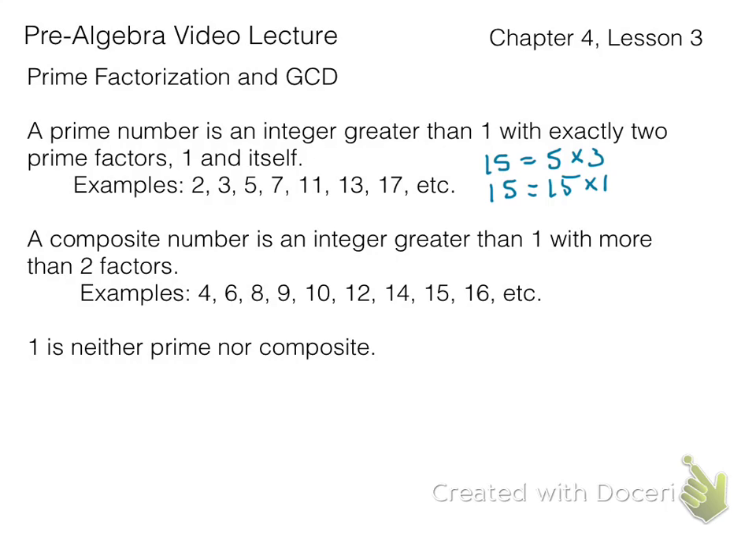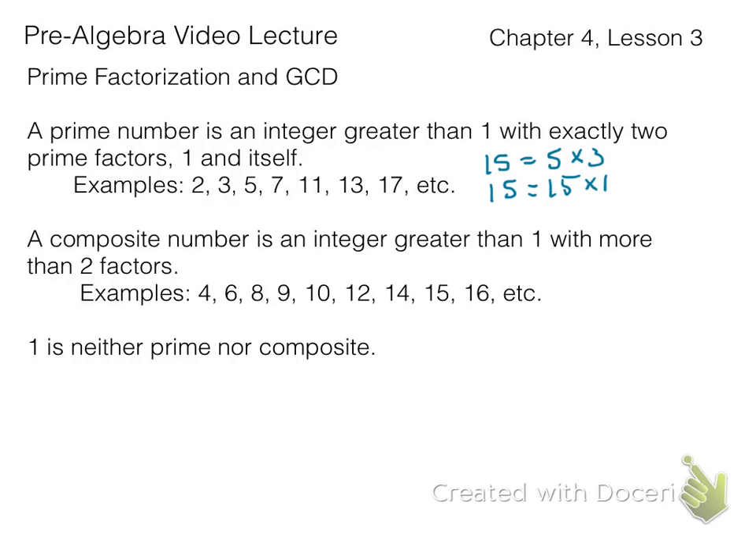So some prime numbers are 2, 3, 5, 7, 11, 13, and 17. So those are all numbers that can't have two numbers multiplied together other than 1 and itself. So 1 times 2 is 2, 1 times 3 is 3, 1 times 5 is 5, 1 times 7 is 7, 1 times 11 is 11. There's no other way to get 11 with multiplying, all right, besides 1 times 11.